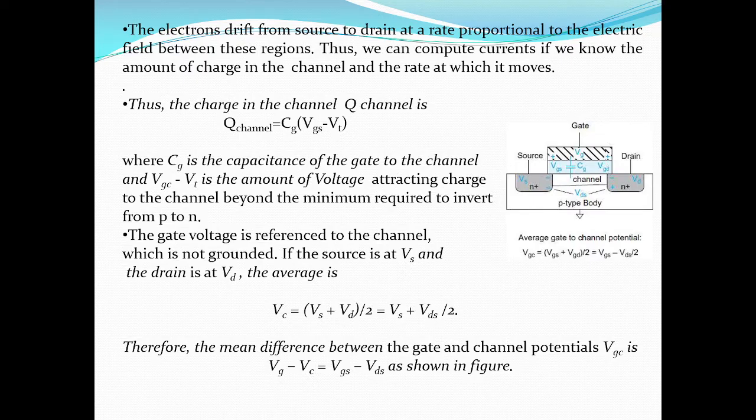If the source is at Vs and the drain is at Vd, then the average is represented like this. So, average means Vs plus Vd by 2. Therefore, the mean difference between gate and the channel potentials, that is VGC, is represented by Vg minus Vc. It is also represented in this figure. What is Vg, what is VGD, Cg, everything is represented, and these parameters are also clearly displayed in the figure.